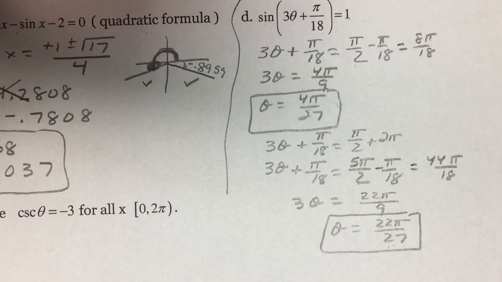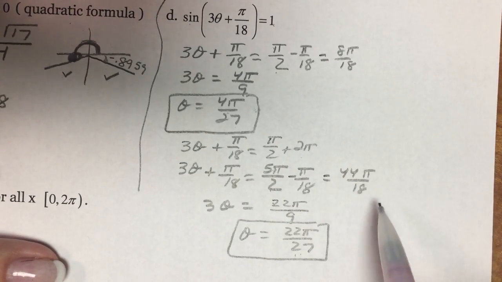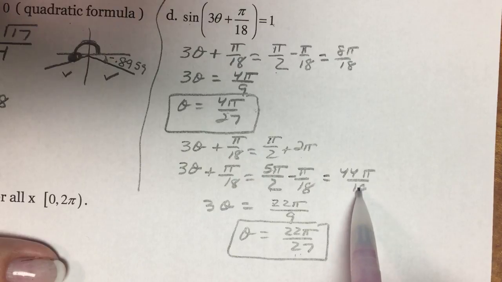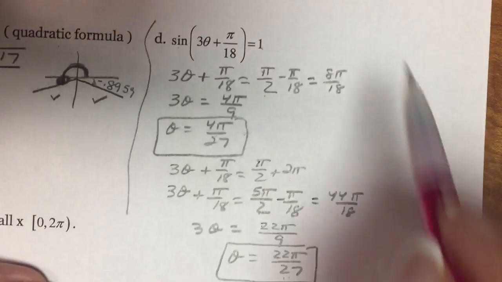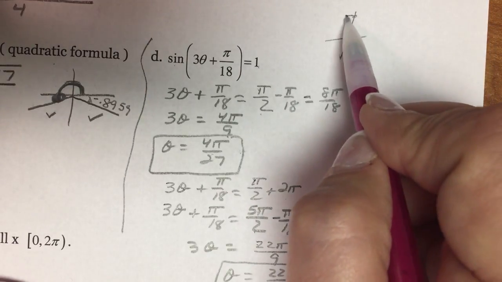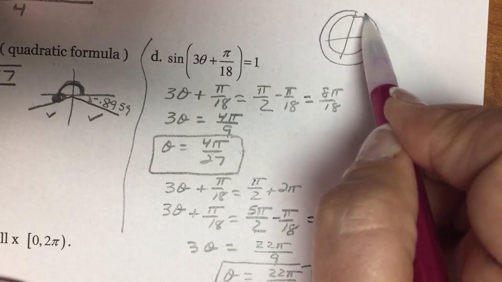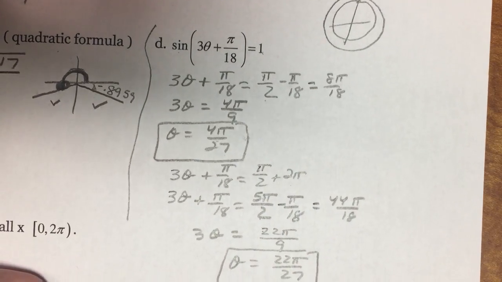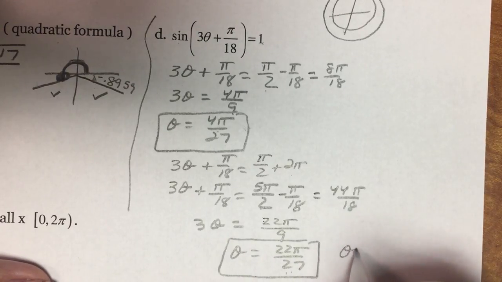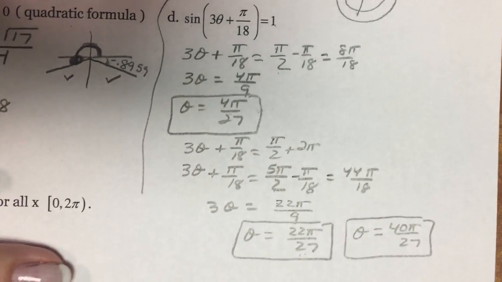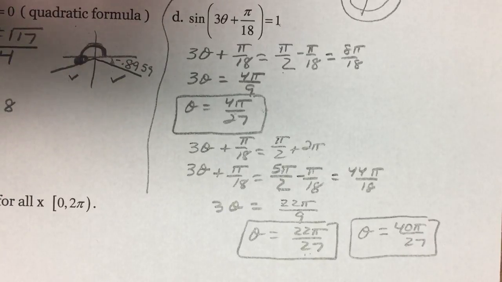So now what you have to do, and I'm not going to actually do it, I'm going to leave it to you, but I'm going to give you the final answer, is you would have to take this angle and add 2 pi again. So you're going around, you're at pi halves. We had to go around once to get 5 pi over 2, and you're going to have to go around again by adding 2 pi. So the other answer you're going to get is 40 pi over 27. And that's going to be all the answers that are going to work.